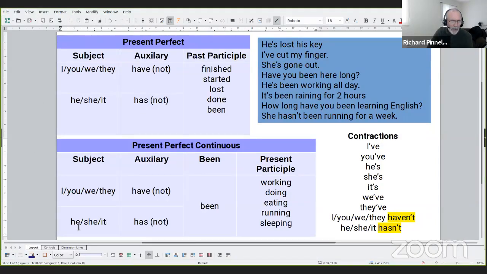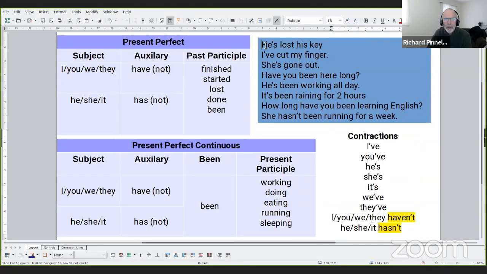Don't know how to do that at the moment. If the subject is he, she, or it, we say he has been working, she has been working, it has been working. So again, if we want the negative, we just add the word not, but as with the present perfect simple, we're going to use the contraction. So the negative would be: I haven't been working, you haven't been doing much, we haven't been eating, they haven't been running, he hasn't been sleeping, she hasn't been running, for example.